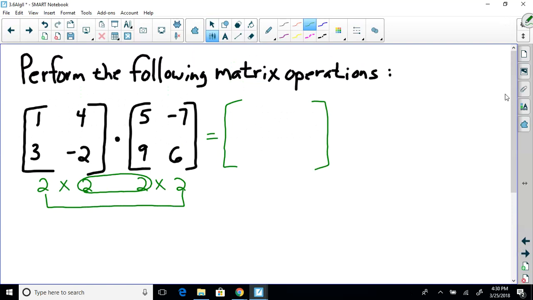Instead, we have to take a row in the first matrix times a column in the second matrix. A row in the first matrix times a column in the second matrix will give you one element in your answer matrix. And it works like this. We're going to take 1 times 5 plus 4 times 9. That is one element in the answer.